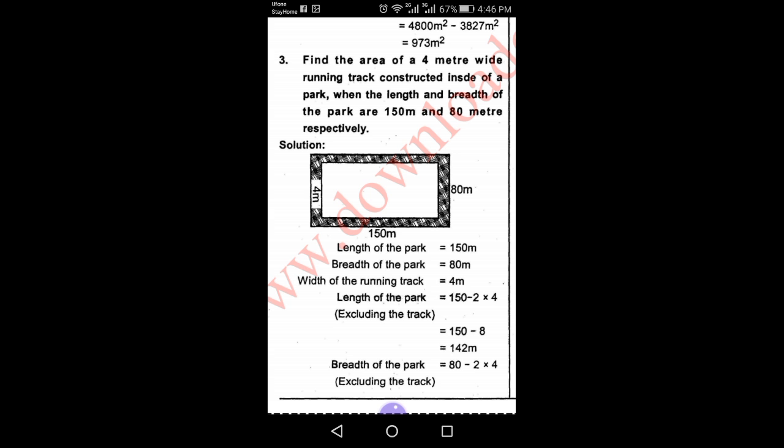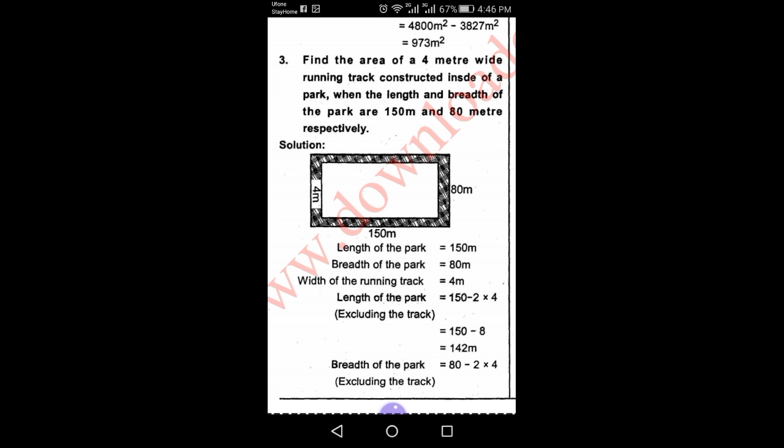Find out the length of the park and breadth of the park excluding the track, that is the inner rectangular area. Length of the park is 150. We subtract twice the width, because we find out the length of the inner park, so we subtract 2 into 4. 2 into 4 is equal to 8. When we subtract 150 minus 8, we get 142 meter.